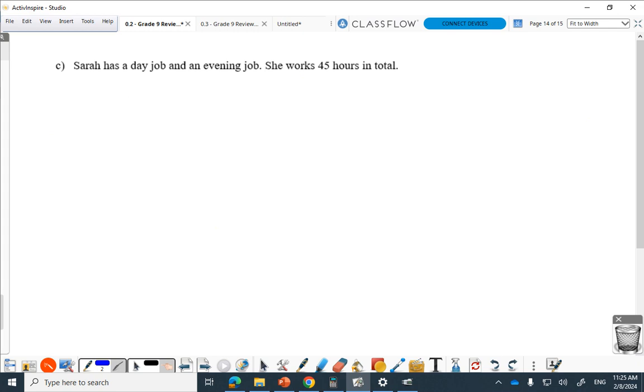Sarah has a day job and an evening job. She works 45 hours in total. Let's try the math playground method again. Over here in the math playground, which I will call MP, it's just me thinking this out. I'm going to play around and try to figure out what the equation would be. Having said that, who conceptually can already jump ahead and grab an equation for this situation?